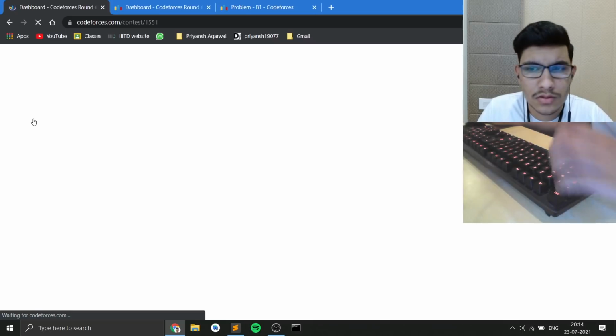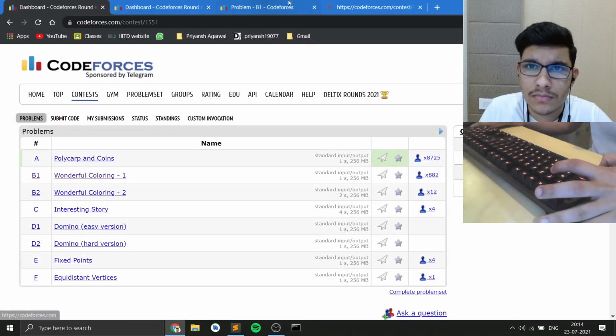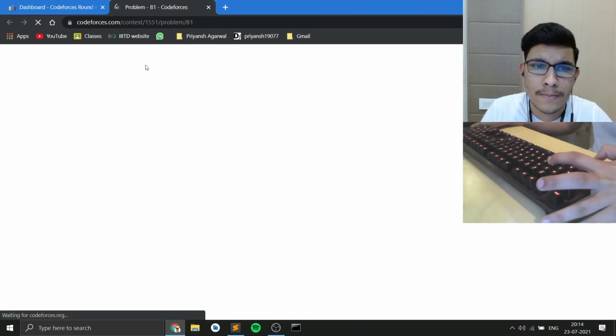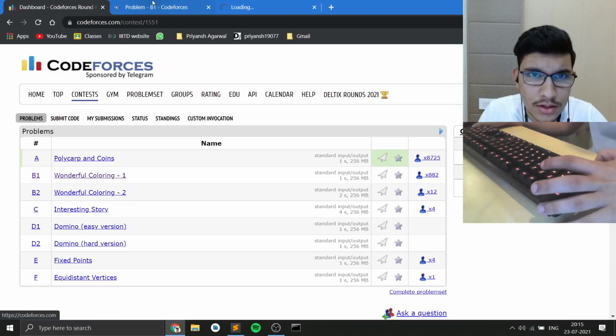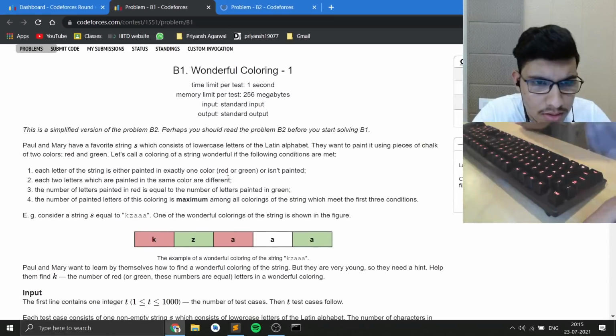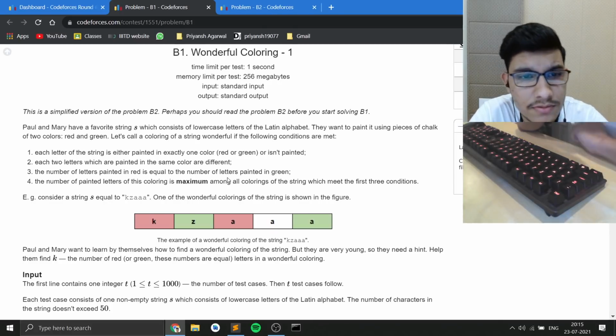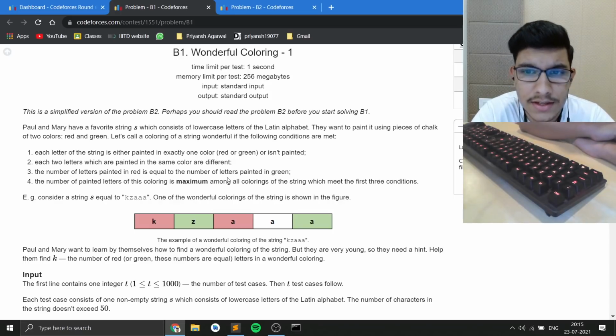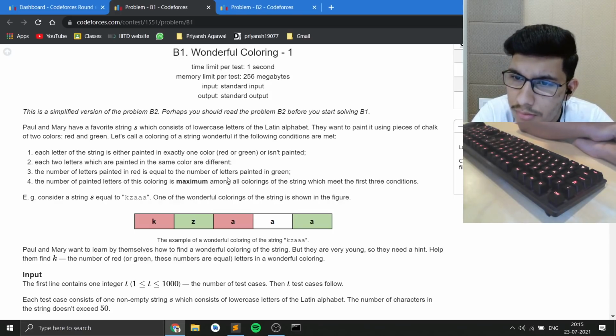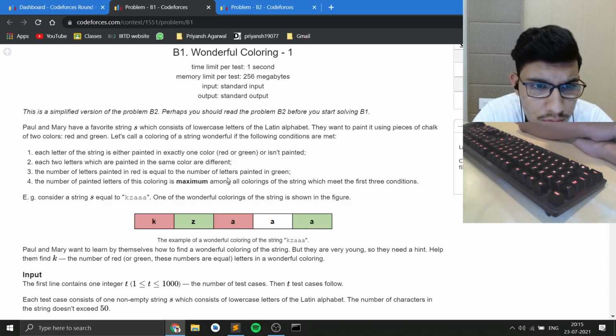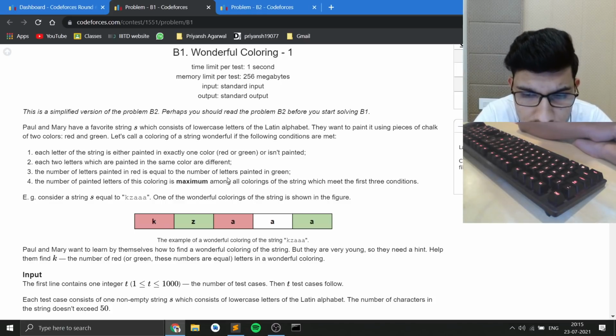Okay, so moving to problem B now. B1 and B2, basically there are two versions here. This is a simplified version of problem B2. Perhaps you should read problem B2 before you start solving B1. Have a favorite string S which consists of lowercase letters of the Latin alphabet. They want to paint it using pieces of chalk of two colors, red and green. Let's call a coloring of a string wonderful if the following conditions are met. Each letter of the string is either painted in exactly one color or isn't painted.